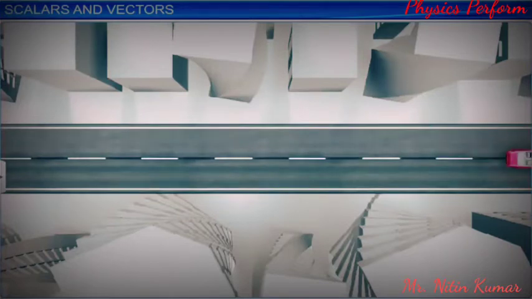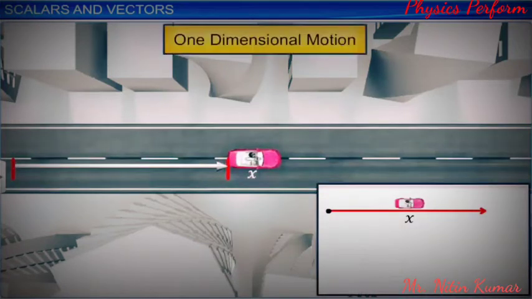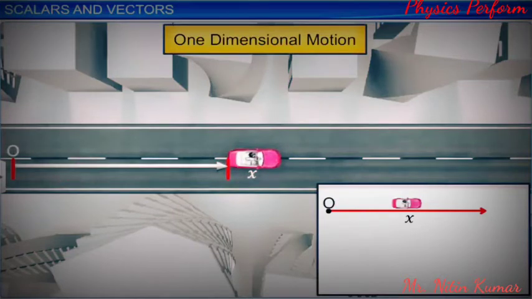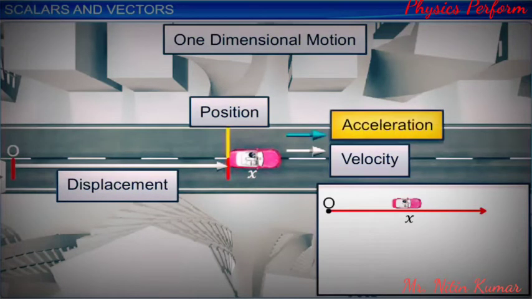In simple terms, rectilinear motion is a motion that occurs in a straight line. The motion of a body in a straight line is treated as one-dimensional motion. The description of motion of a body involves its position, displacement, velocity, acceleration, and time.